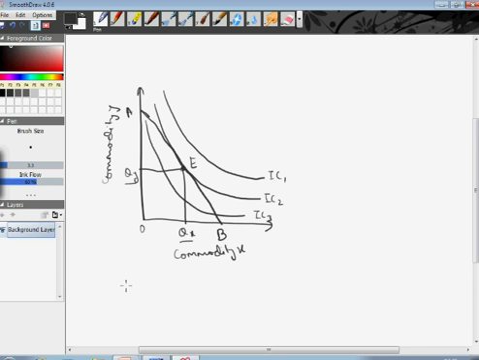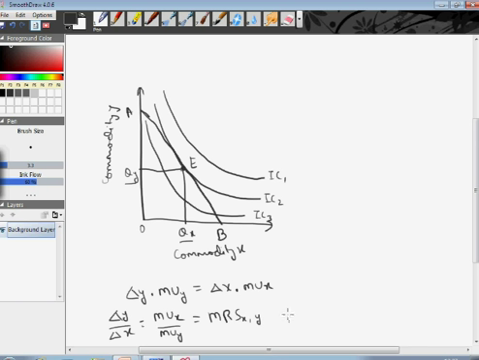We know that between any two points on an indifference curve, the change in units of commodity Y used into marginal utility of Y is equal to the change in units of commodity X used into marginal utility of X. And therefore, the slope of an indifference curve, change in Y upon change in X, is equal to marginal utility of X upon marginal utility of Y, which is equal to the marginal rate of substitution of X to Y.